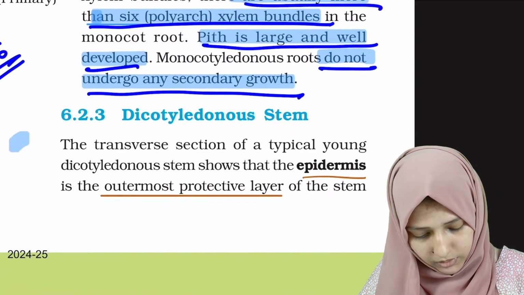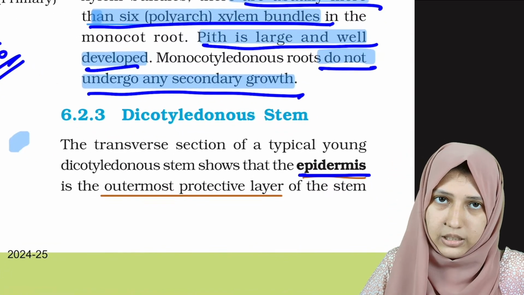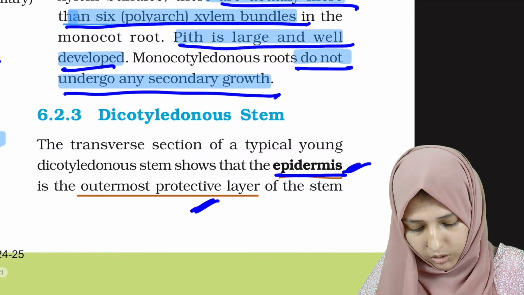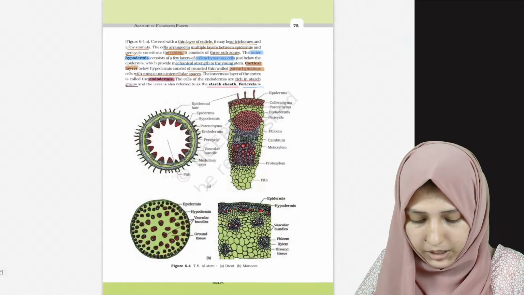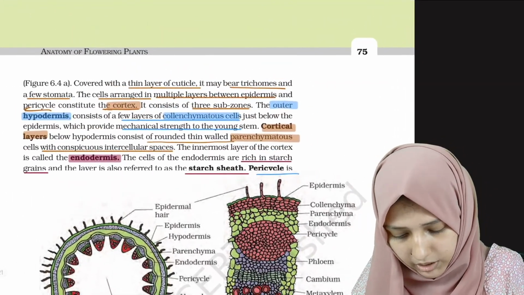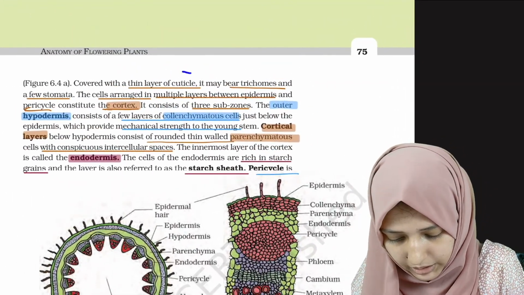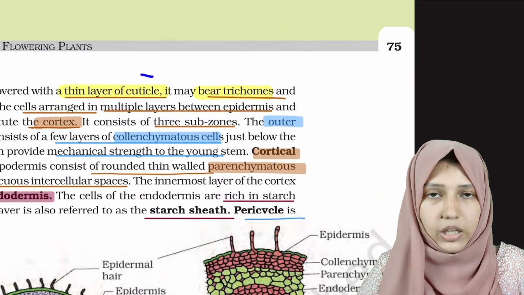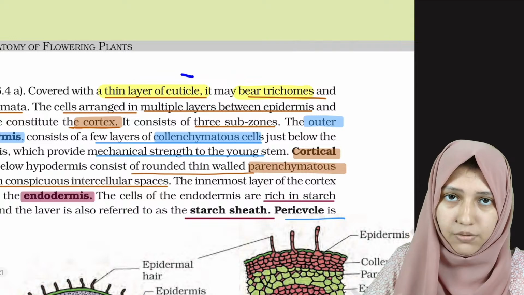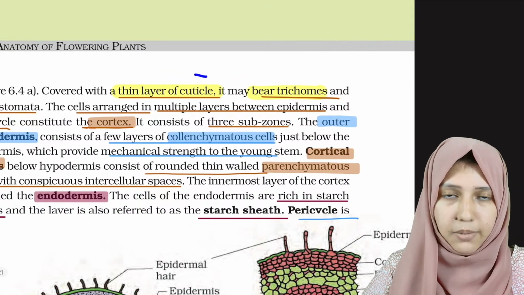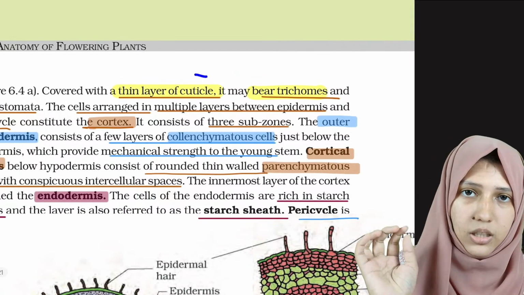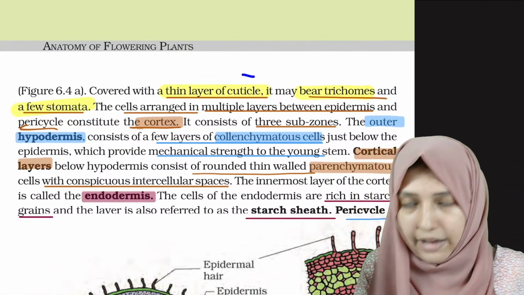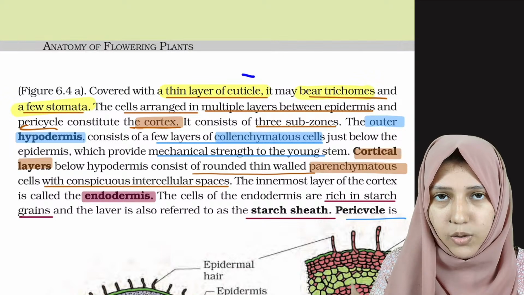Going into dicot stem. As we know, the outermost layer will be the epidermis. The outermost protective layer of the stem is the epidermis, and it will be covered by a thin layer of cuticle. We studied this. And they may bear trichomes. What are trichomes? They are epidermal appendages or epidermal hairs present in the stem. They also have a few stomata.